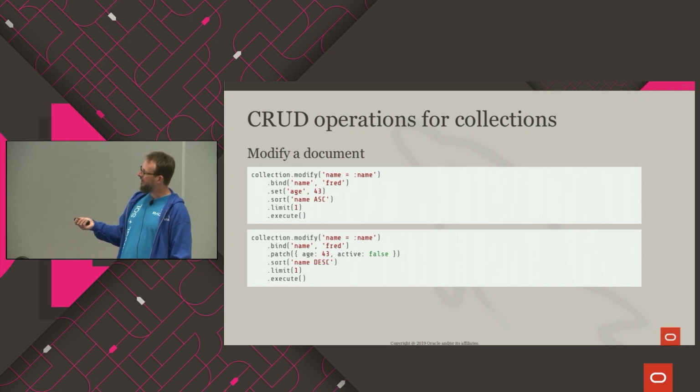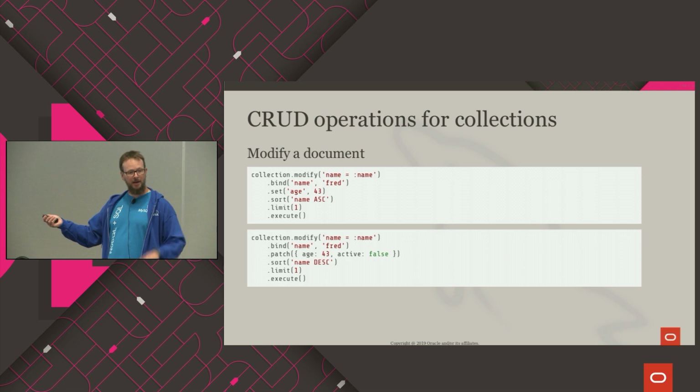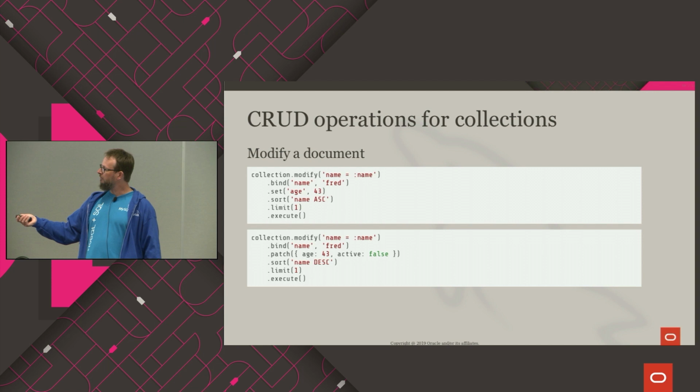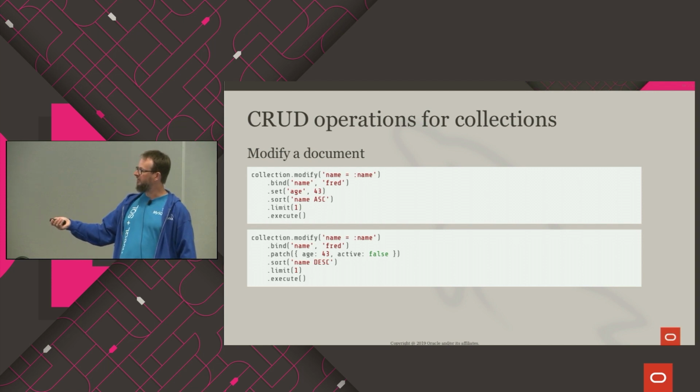I want to modify, I put name, and here you can see this syntax. It's because I'm going to bind it into my prepared statement. So I say, OK, name, and I put this variable, I want to bind into thread. I will change the age. I will put it to 43. I will sort it by name, ascending. The first record I will retrieve, and I will execute. So you can do that to modify.